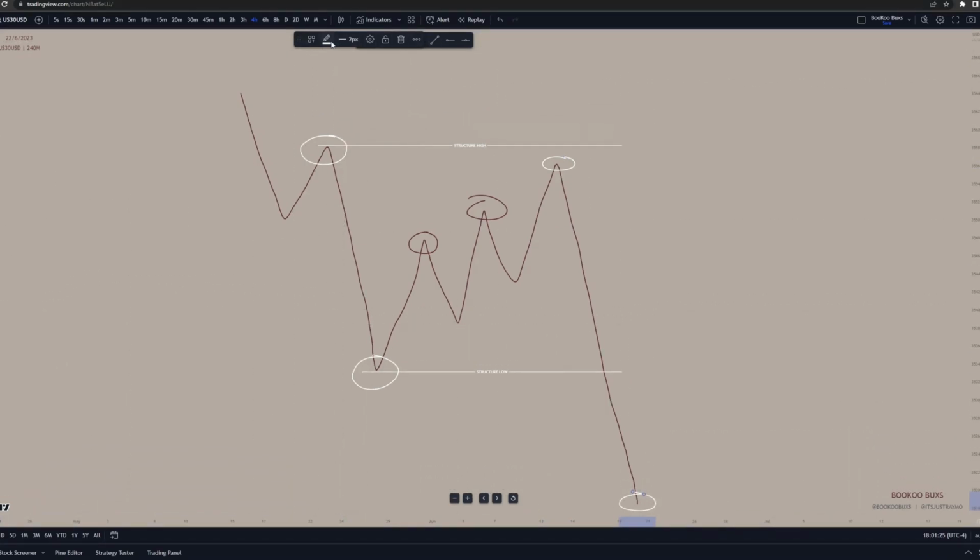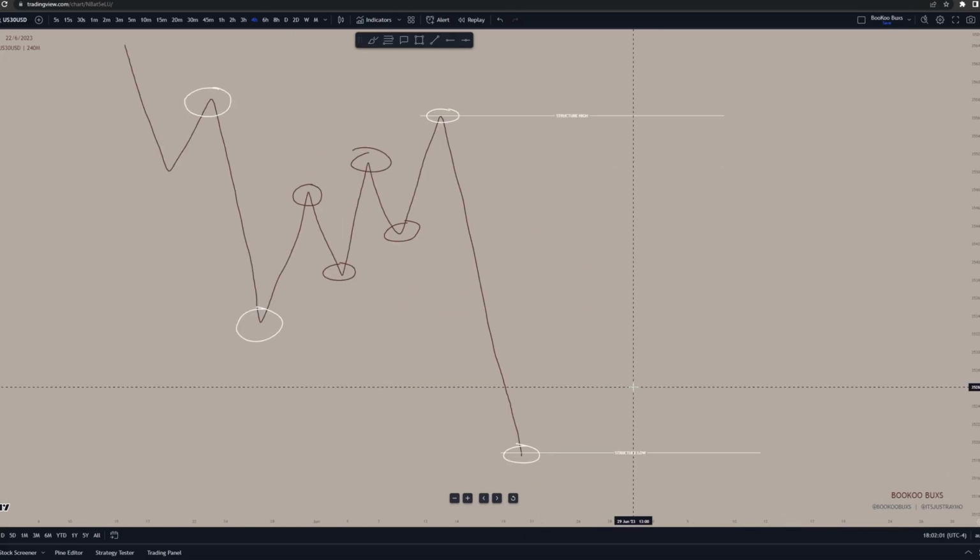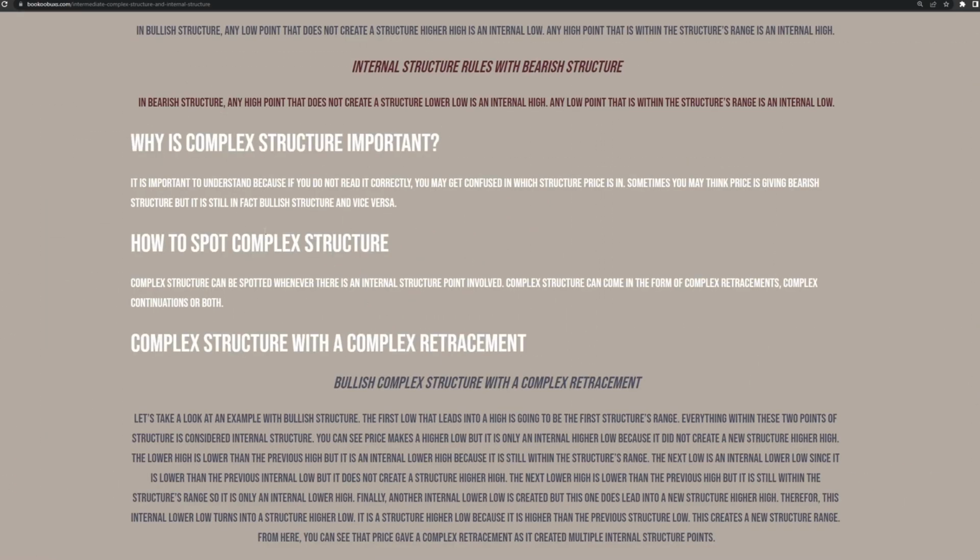The highs, if it is within the range, it cannot be a structure high. This low, if the low is within the range, it cannot be a structure low. Therefore, these two lows are internal structure points. And I should change the color. And now your new range will be structure high down to your structure low. Does that make sense? Yeah. Yeah, I think so. Why is complex structure important?